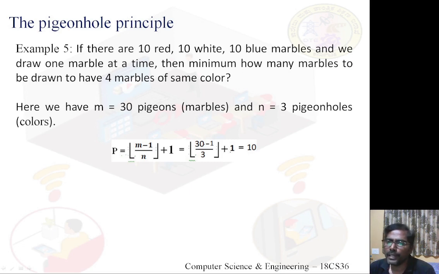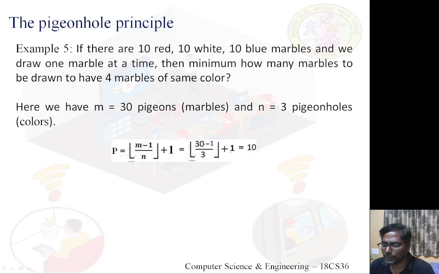And we draw one marble at a time. The question is to determine the minimum number of marbles to be drawn to have 4 marbles of the same color. There are 10 red, 10 white, 10 blue marbles, altogether 30 marbles, and we draw one marble at a time, so that I'll get 4 marbles of the same color.